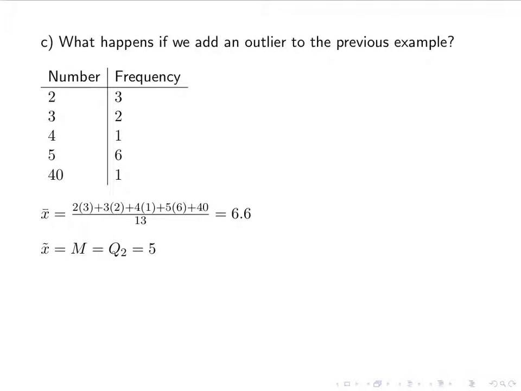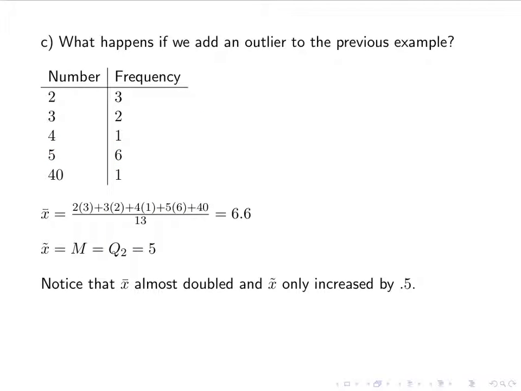The median is now 5 because we have 13 values. There is a middle value, and that is the 7th value. And just like before, 3, 5, 6, so the 7th value is in here, which is the number 5. So the median went from 4.5 to 5. The mean went from 3.838383 to 6.6. So the x bar almost doubled, and the median only increased by 0.5.